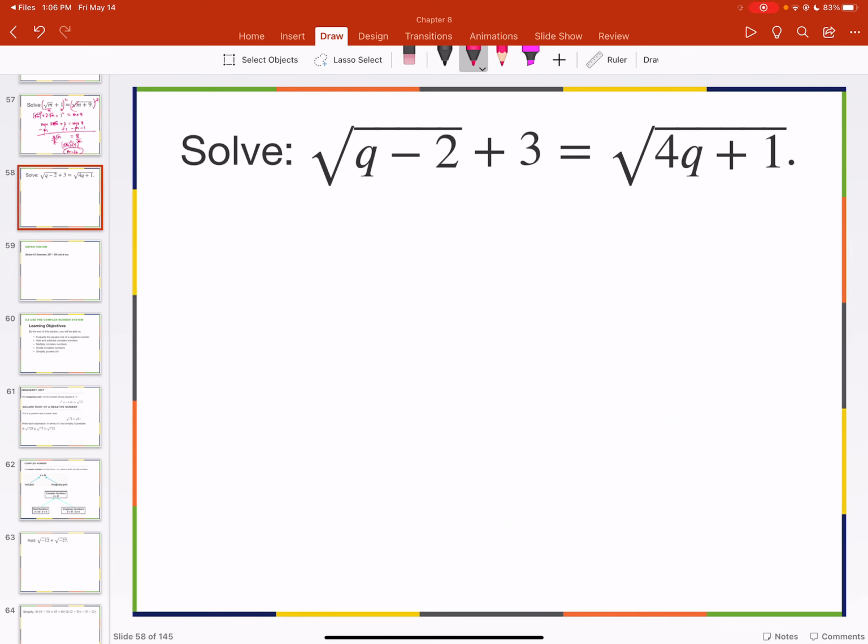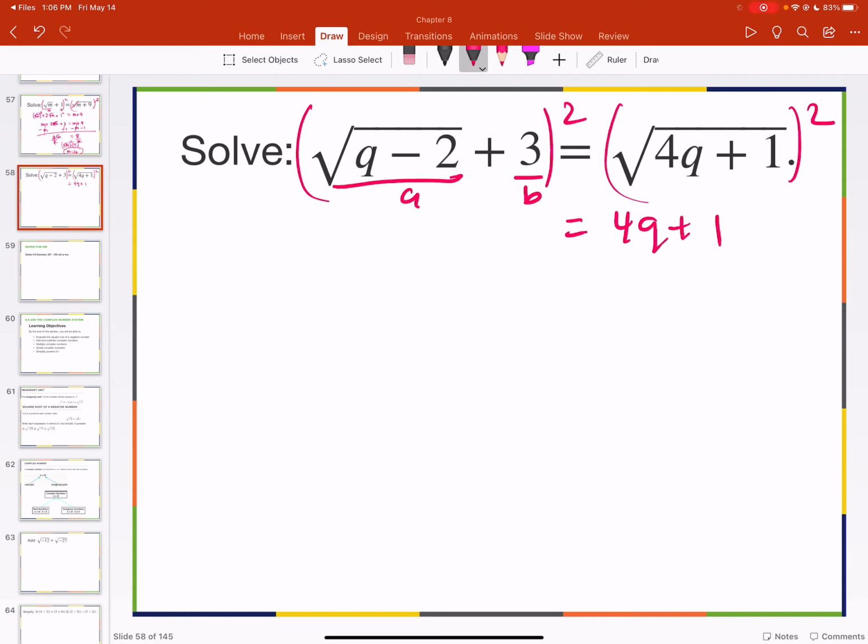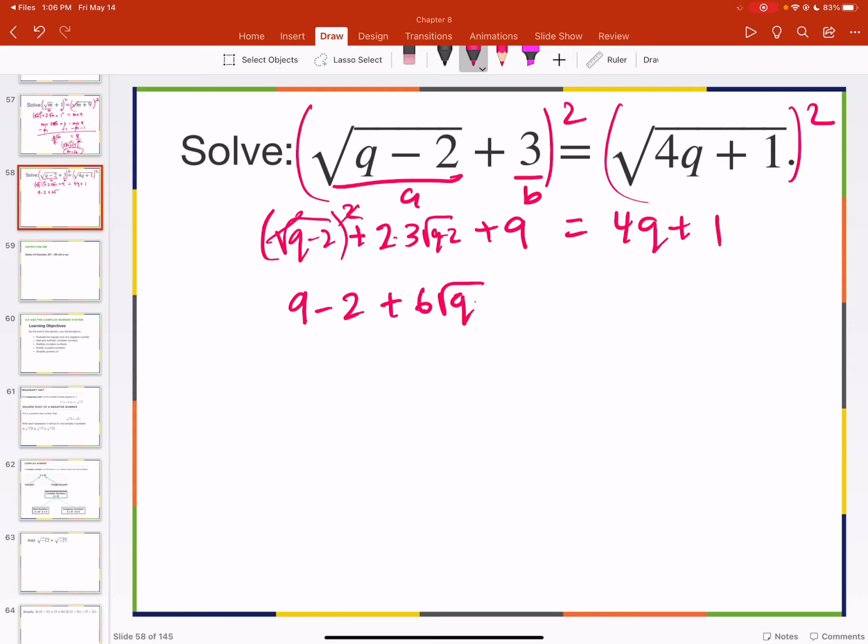So let's do one more of that. Here, we're going to square both sides. Okay, so the right-hand side is just going to become 4q plus 1. The left-hand side, this is a and this is b. So square root of q minus 2 squared, plus 2 times 3 times square root of q minus 2, plus 9, right? 3 squared. So this just becomes q minus 2 plus 6 root q minus 2 plus 9 is equal to 4q plus 1.